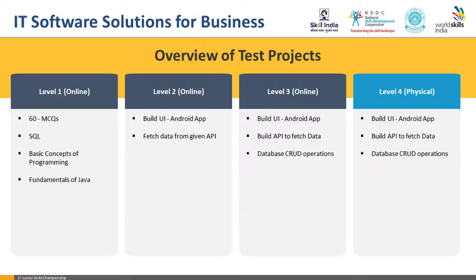In level 3, the candidates will have to build an Android application wherein the focus of the test project would be on development of functional features. This round will be of 3 to 4 hours. And in level 4, the candidates will have to build a fully functional Android application, including the user interface and functionalities in the time span of 4 to 5 hours.